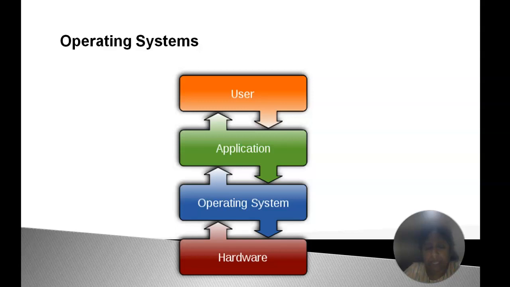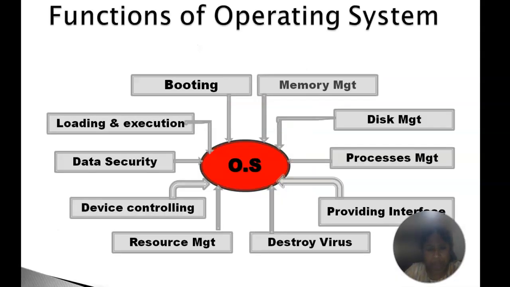"hello world", that he has to execute. He can store that file with a .c extension, and that .c file will be converted into an object file, and that is executed by the operating system with the help of a system call. So the user can interface with the operating system with the help of an application program.